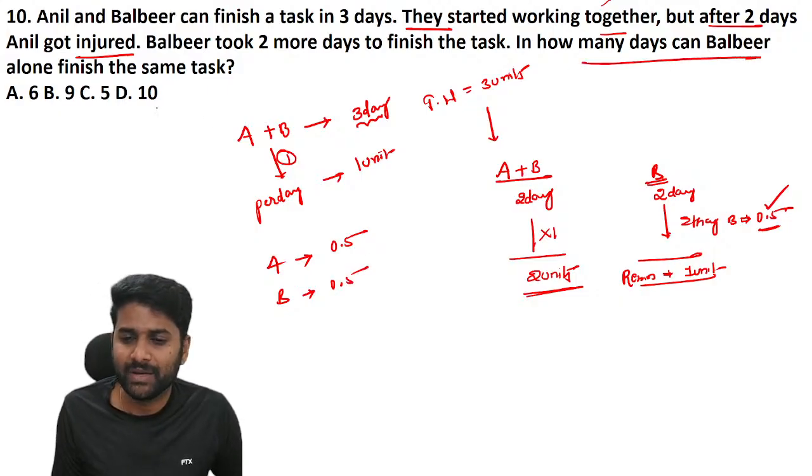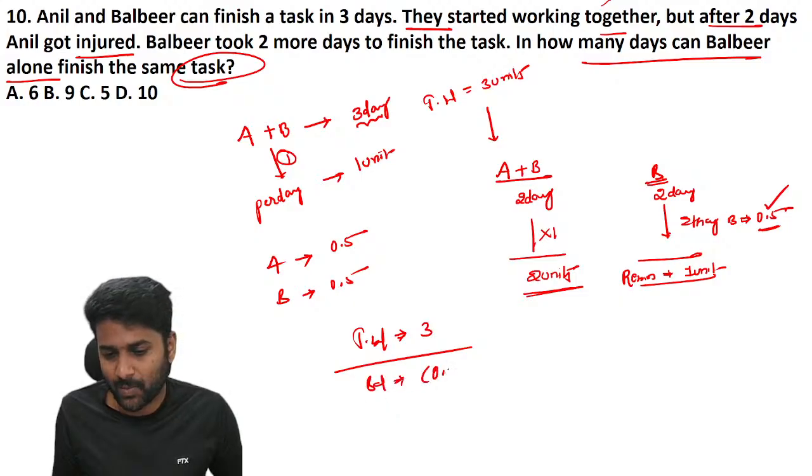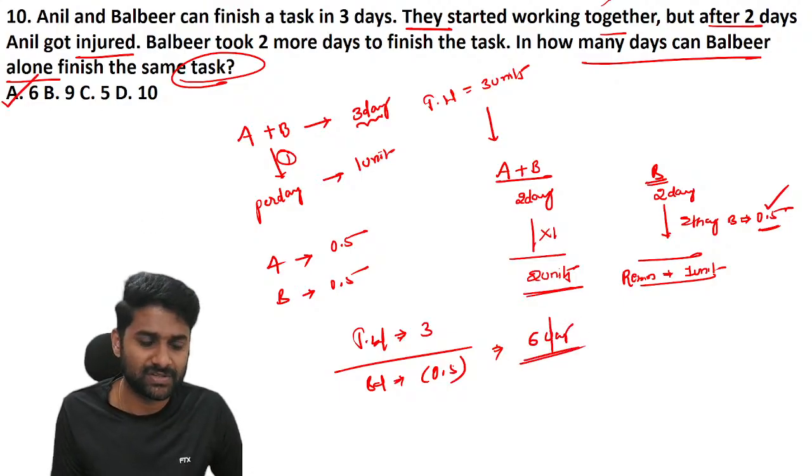Now the question is how many days does Balbir alone take to finish the task? You know the total work is equal to 3 units, and Balbir's efficiency is 0.5 units per day. For 3 units, it takes 6 days. Hope you understand the concept.